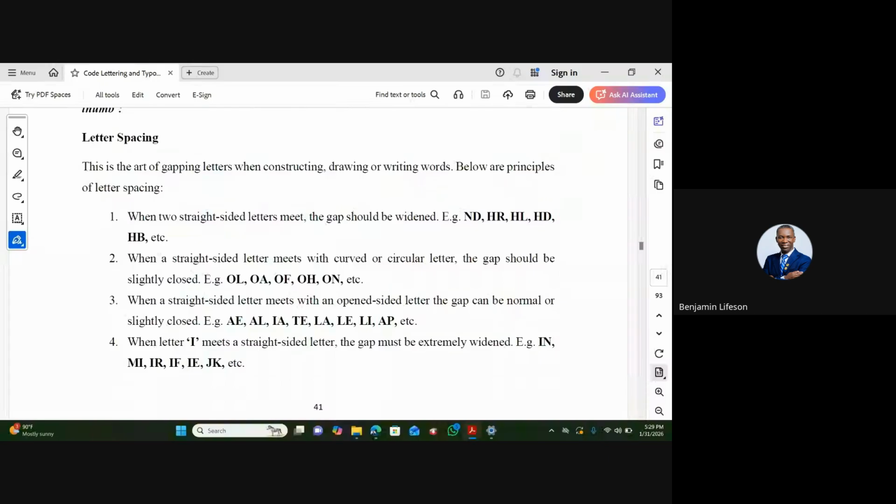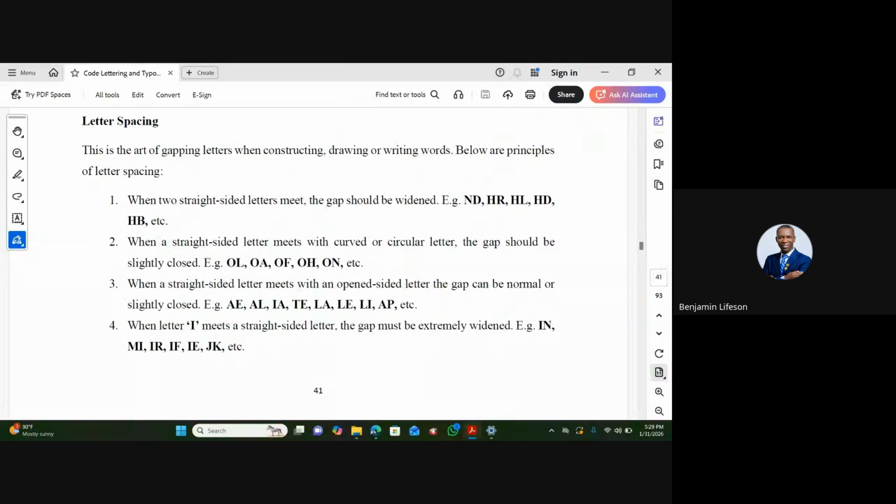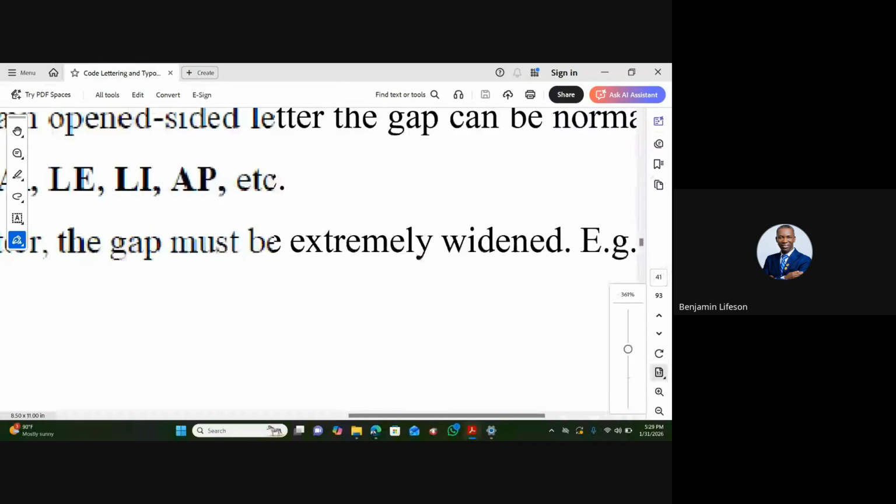Principle 2, in letter spacing. When a straight-sided letter meets a curved or circular letter, the gap should be slightly close. Why should it be slightly close? As I indicated earlier, O and L. O is full, O is bloated. So if O is full and bloated, let me expand this for you to see.